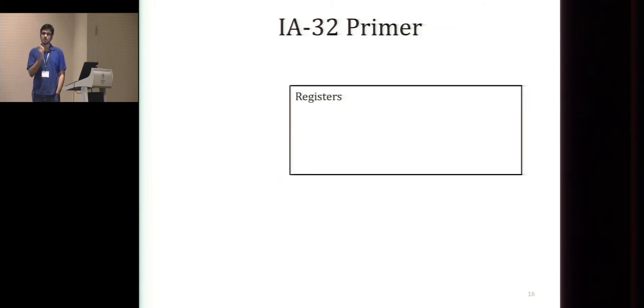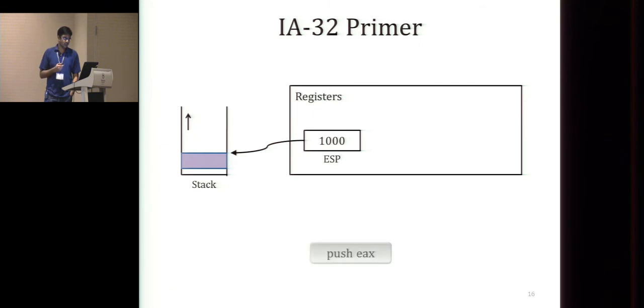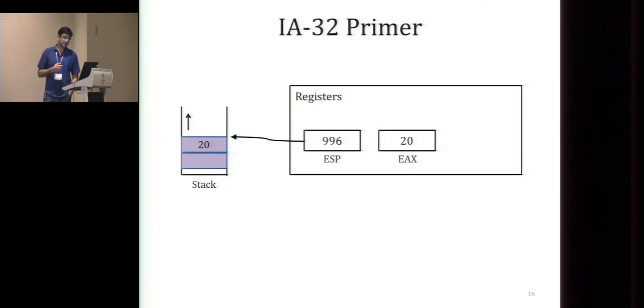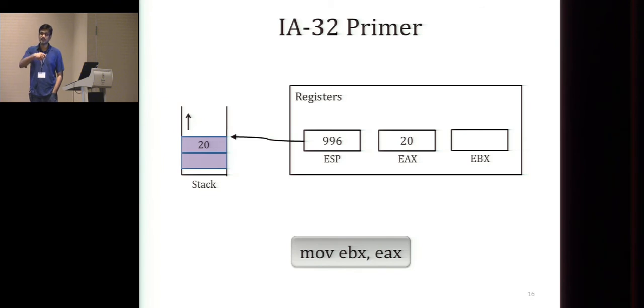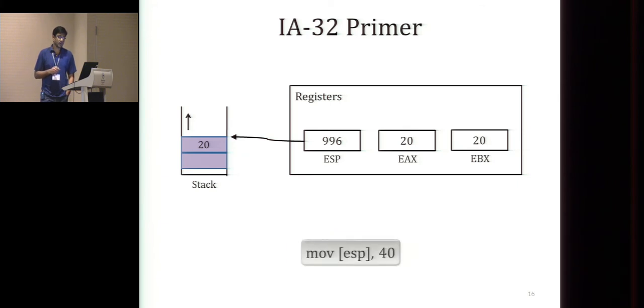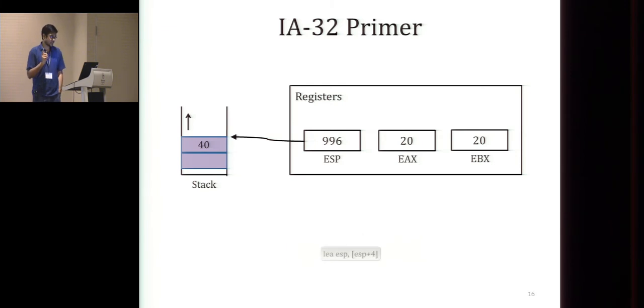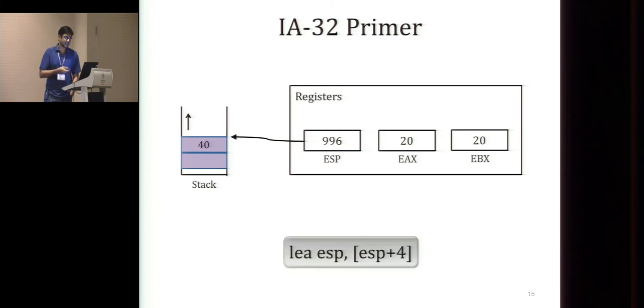Before I proceed further, here's a short tutorial on IA32, which is the 32-bit subset of Intel's x86 instruction set. The ESP register is the stack pointer. The push instruction pushes an operand on the stack and updates the stack pointer suitably. For instructions with more than one operand, the operand on the left is the destination. So this move instruction moves bits from EAX to the EBX register. Square brackets denote memory dereference. So this move instruction writes the value 40 in the memory location pointed to by ESP. Unless you're dealing with an LEA instruction, which stands for load effective address. So this LEA instruction just increments the value of ESP by 4. That's all the IA32 you need to know for this talk.